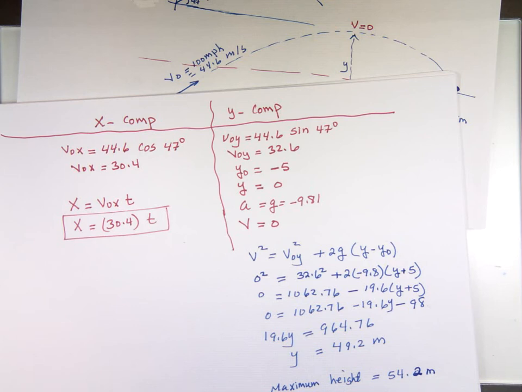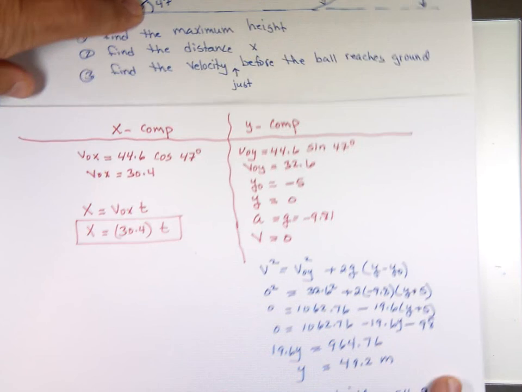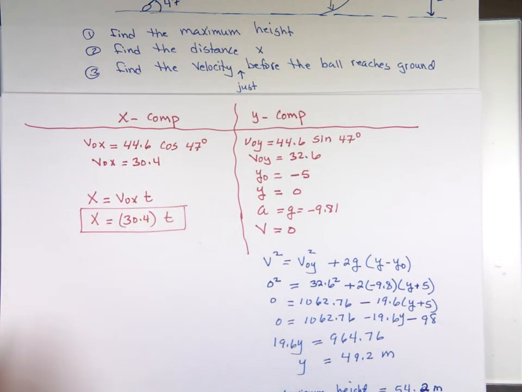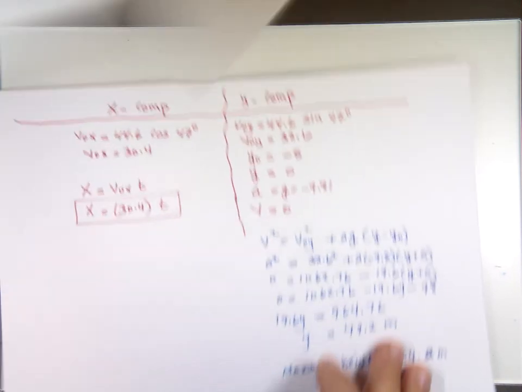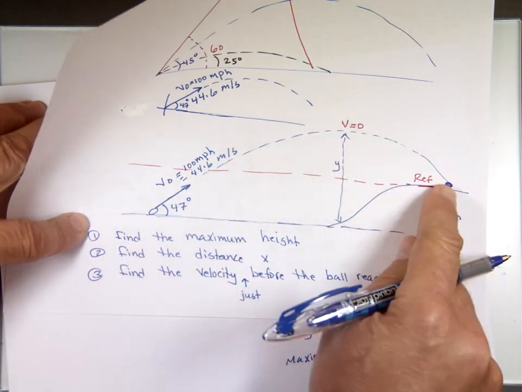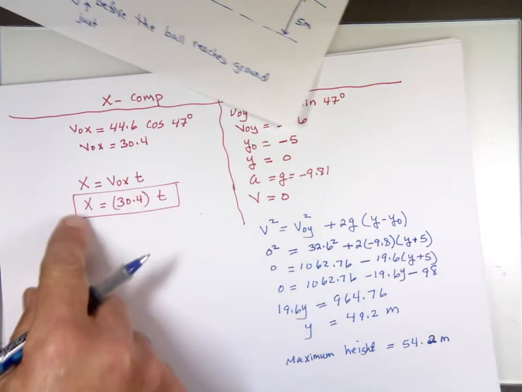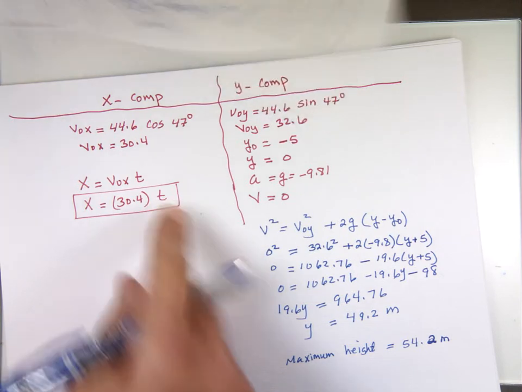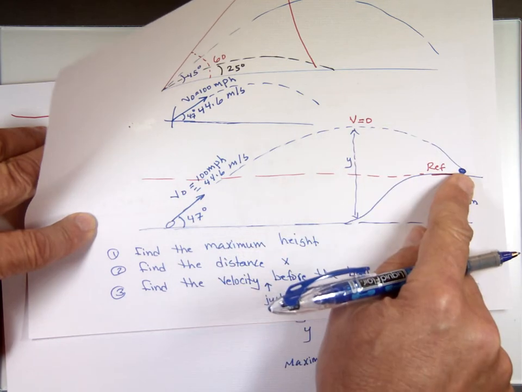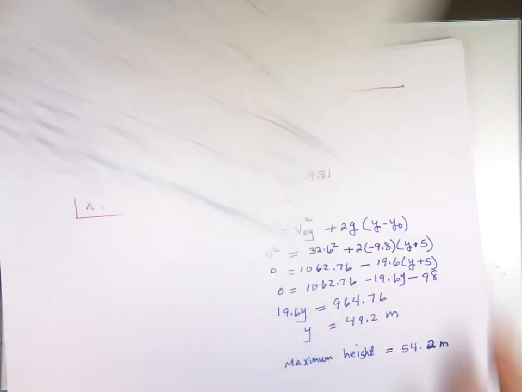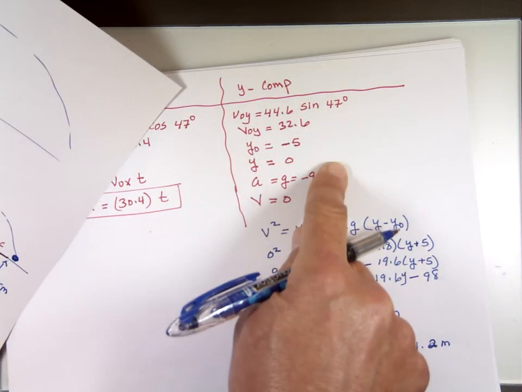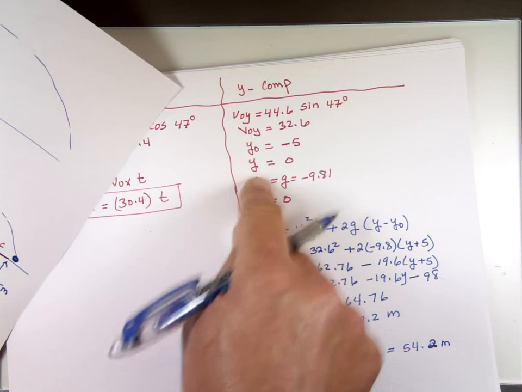Now, one more thing. We need to find the time it took. But I don't want the time it took to go from here to there. I need to know the time it took to go from here to here. Why? Because if I want to find x, I need to know the time. So how long did it take the ball to go from here to there? Let's go back, revisit this information here. Is there an equation that will take us there? Could be the third equation.